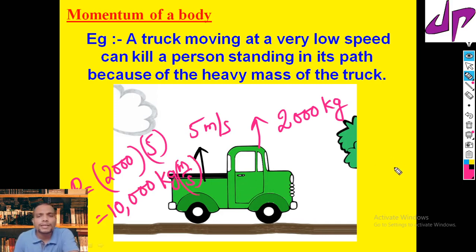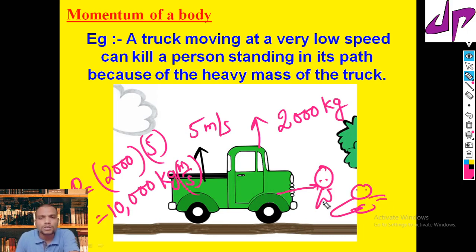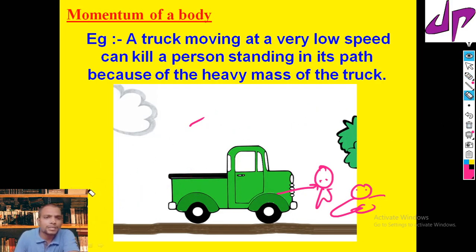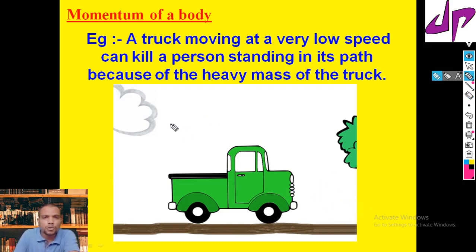So even though the truck has very low speed, when a person stands in the way and the truck hits, the person will die, because it has more momentum. Even though it has less velocity, the truck's mass is more, so the momentum is more. So from this I can say that momentum increases if mass increases.